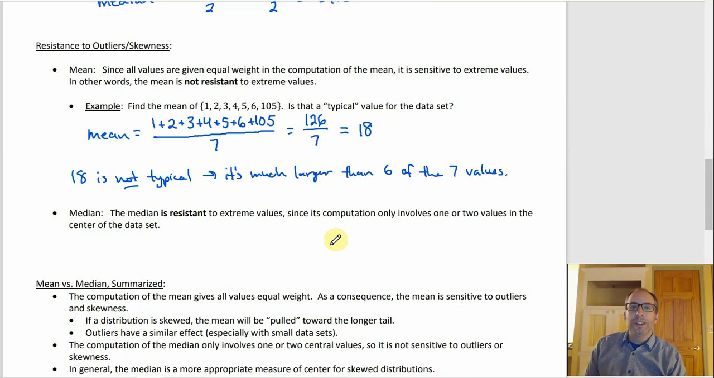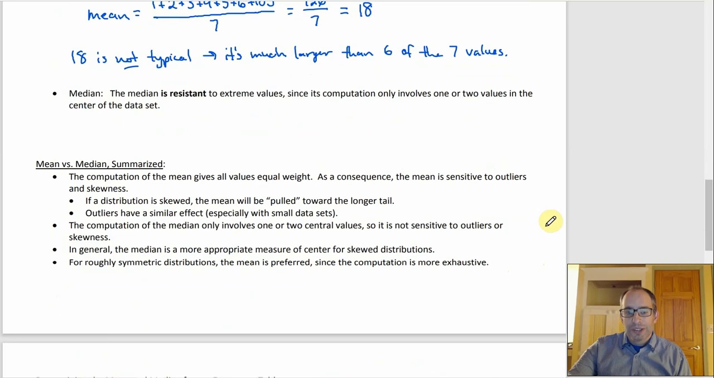When you compute the median, with an odd number of data points, it's the one number right in the middle, or with an even number of data points, it's the 2 that are in the middle. It's never the ones on the end. So because the outliers never factor into the computation of the median, it is resistant to extreme values. All right. So then what should you use?